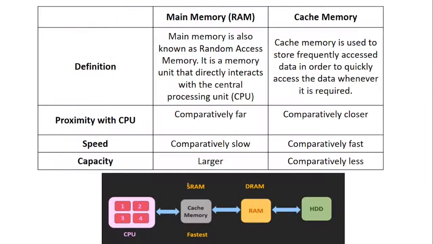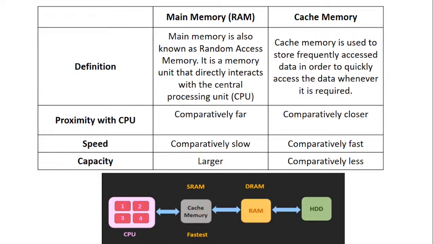So just a minute. I'm just taking you to one diagram. I'll just play with the slides for a minute so that you can understand the things very well. So if you see, this is my CPU, the central processing unit. Now we have the hard disk drive. We have RAM, that is random access memory. We have the cache memory.